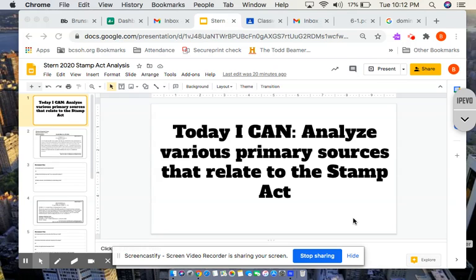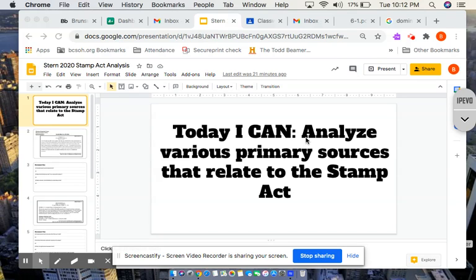So, this assignment can be found on Google Classroom under classwork. It's a Google Slides presentation that you're going to be typing right into. And this assignment goes along with the Stamp Act. We were talking about that yesterday and the day before on Monday. So this I can statement says I can analyze various primary sources that relate to the Stamp Act.